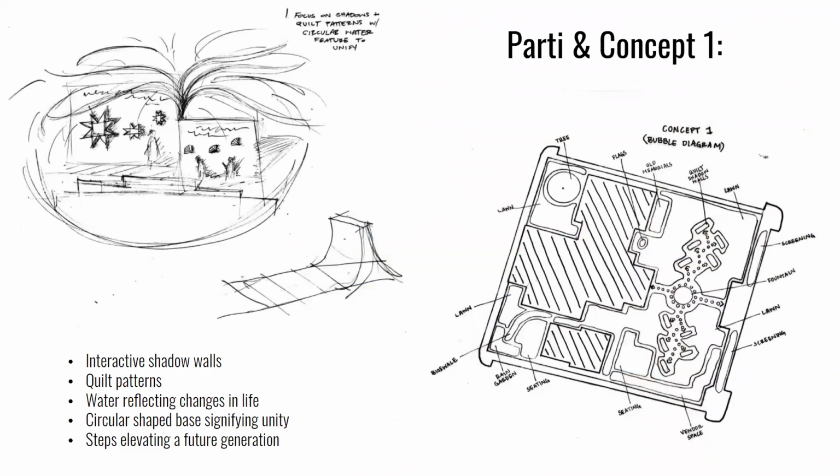So this is my first parti concept. For this one, I focused a lot on the quilt patterns that are relevant to the town here. I wanted it to be almost like shadows on a shadow wall. And then I also wanted to incorporate water because that's something that they wanted in this space as well. So you can see over here that I have these walls that I would want the patterns to reflect off of.